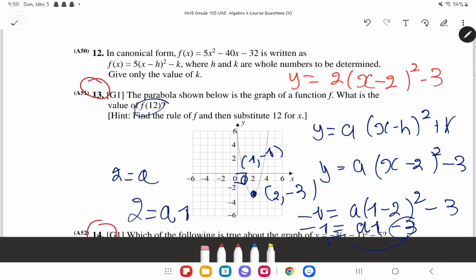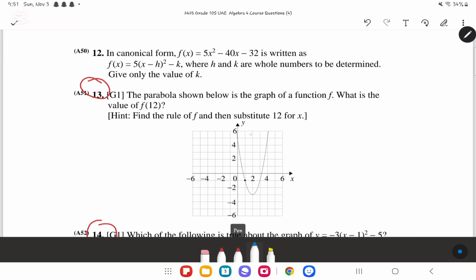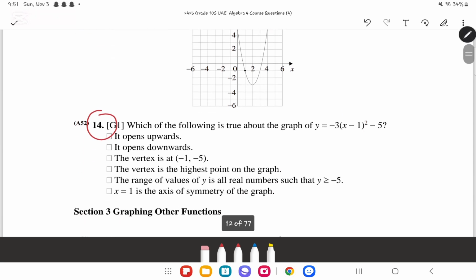Now, do we need the function or do we need to find f of 12? We need to find f of 12. So very simply, substitute the x by 12. So y is equal to 2 times 12 minus 2 squared minus 3. So it is 2 times 100 minus 3, 200 minus 3, we will get 197. So our answer over here is 197. But of course, you have to show your work, and we're not allowed to use a calculator, so don't use a calculator when practicing.